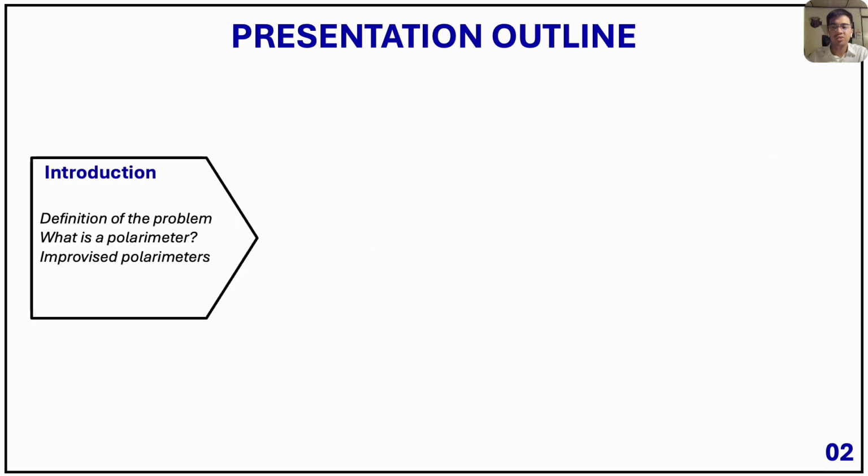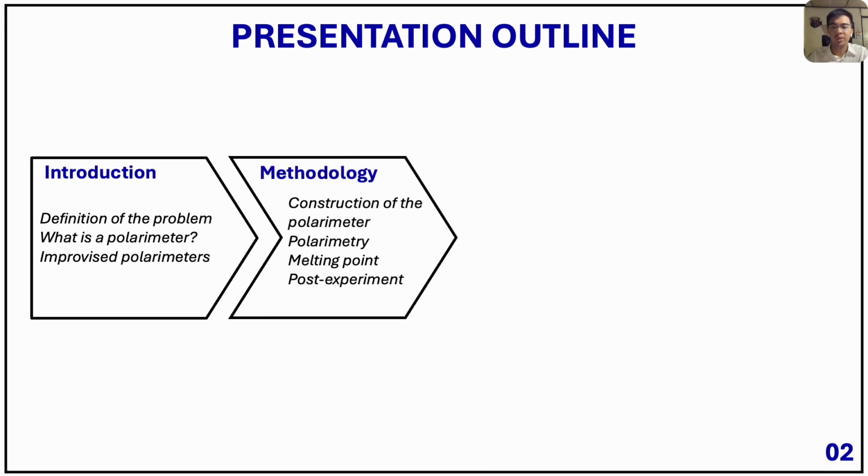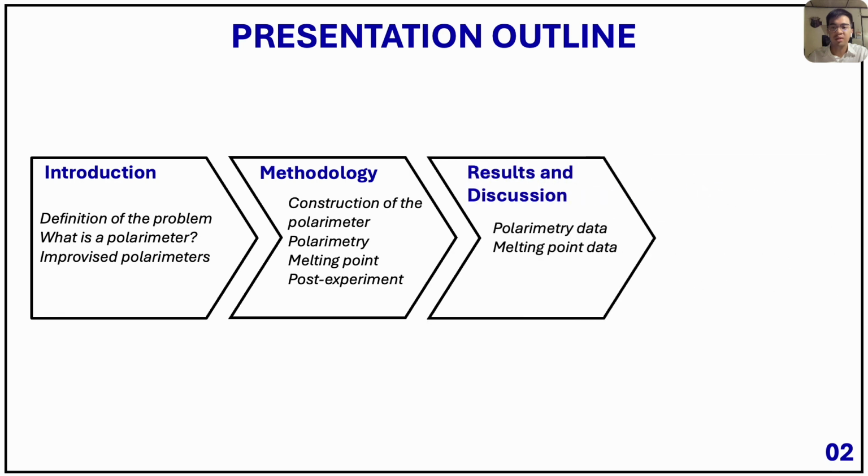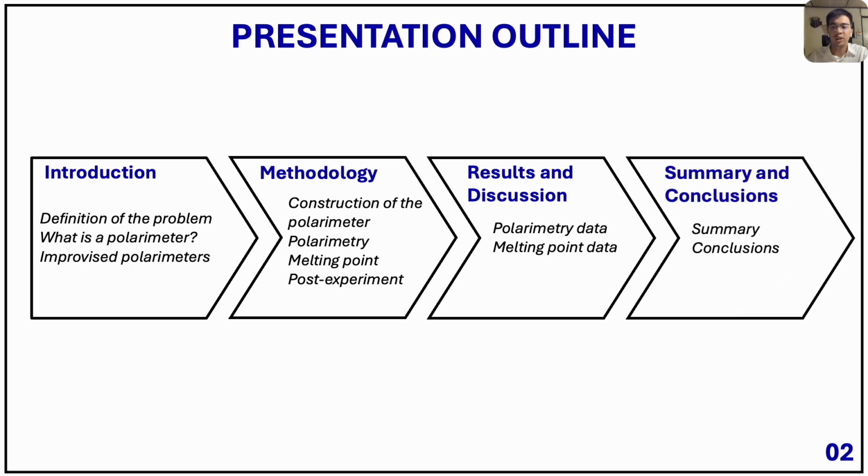We'll start off with an introduction of the problem we seek to solve and the concept related to our study. Then, we will discuss the methodology taken divided into four parts: the construction of the polarimeter, the experiment proper using polarimetry and melting point determination, and lastly, the post-experiment analysis. Next, we are going to show and discuss the results in the polarimetry and melting point determination experiments. Finally, we will quickly summarize and conclude our study.